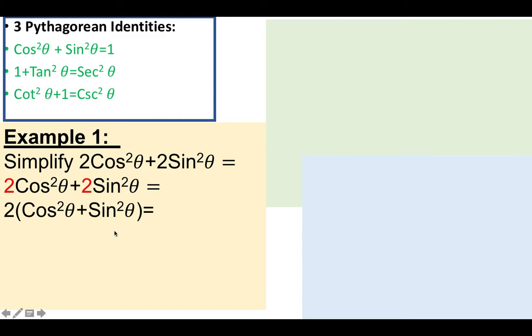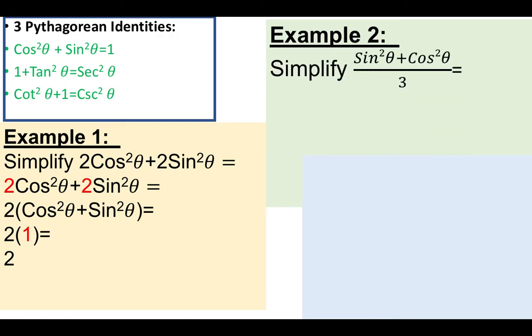What I'm left over inside the parentheses is cosine squared plus sine squared. That's when I'll be using my Pythagorean identities. I'm going to look up here and I notice that cosine squared plus sine squared is equal to 1. So this part inside the parentheses becomes 1. 2 times 1 is equal to 2. And we are done. So as you can see, we simplified this ginormous expression into 2. This expression is just equivalent to 2. This is how we'll be using our Pythagorean identities to simplify trigonometric expressions.